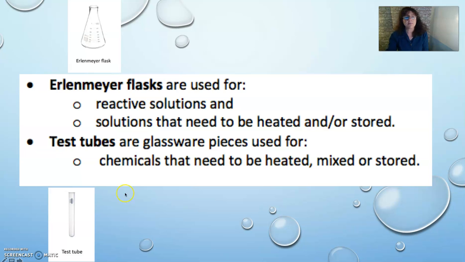Erlenmeyer flasks are glassware that has this shape to it, and it's used for reactive solutions. If you see up here, it is not as exposed to the atmosphere as the beaker is, which has a wider opening. So these are used for reactive solutions, and you can put a cover over it so you can really seal off the atmosphere from the reactive solution in a way that's easier to do than using a wider beaker. And it's also used for solutions that need to be heated or stored.